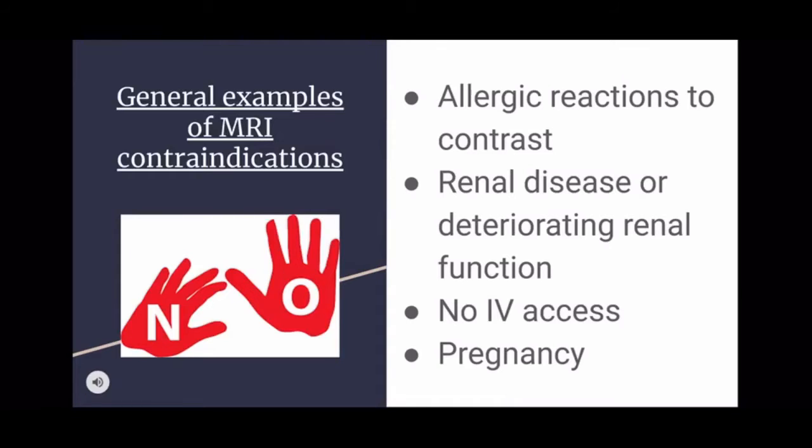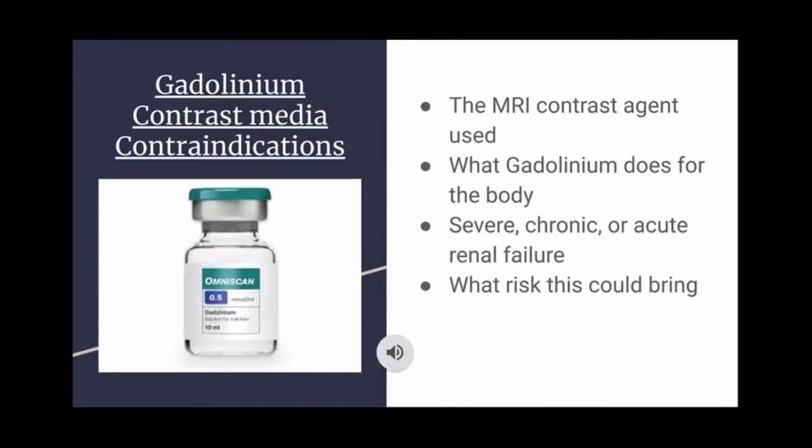MRI contrast agents are used to improve the visibility of body structures inside the body before the MRI is done. The contrast agent that is often used in MRI, as Kaylin talked about, is gadolinium contrast media. All of the contraindications talked about in the previous slide also apply for gadolinium contrast.